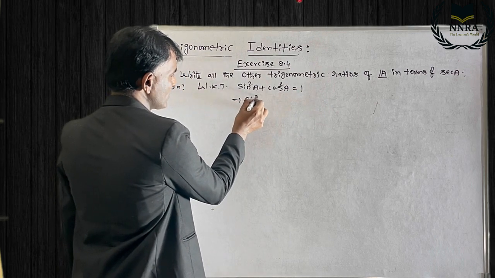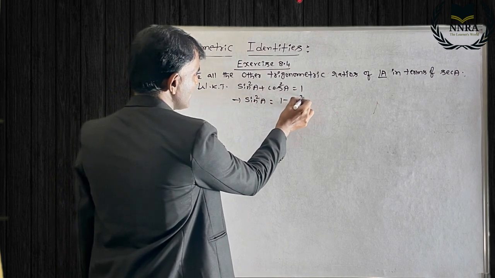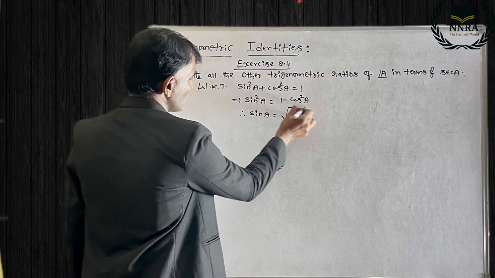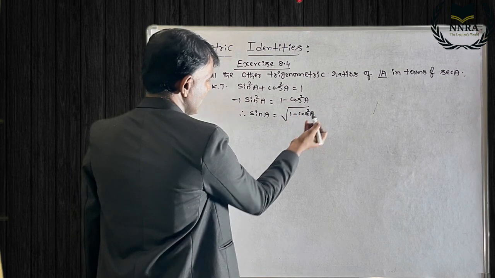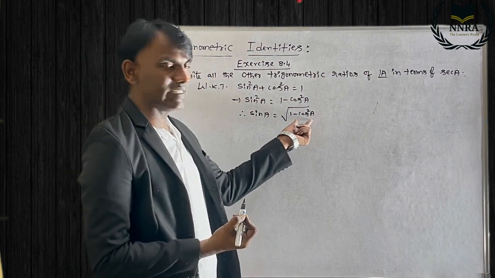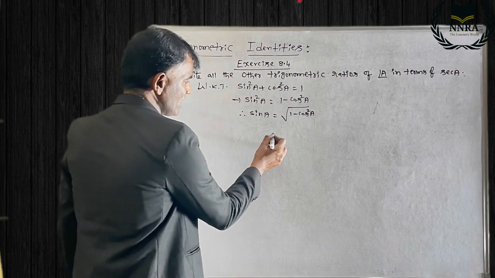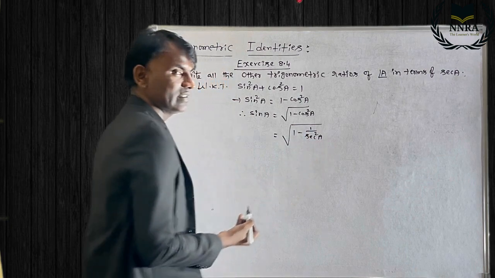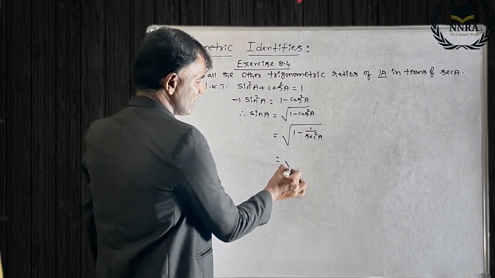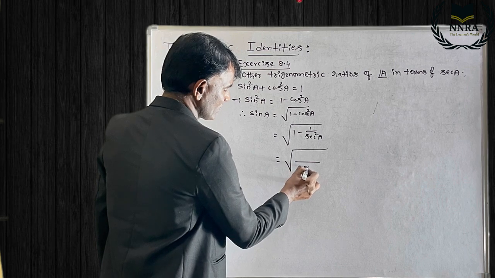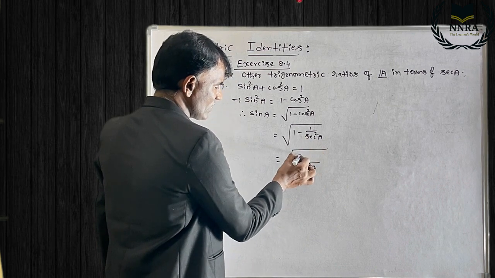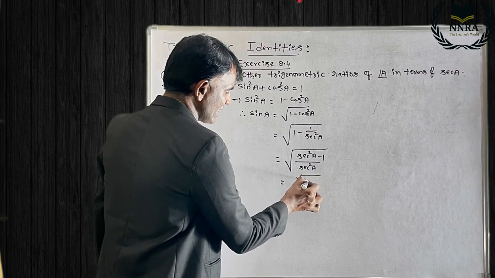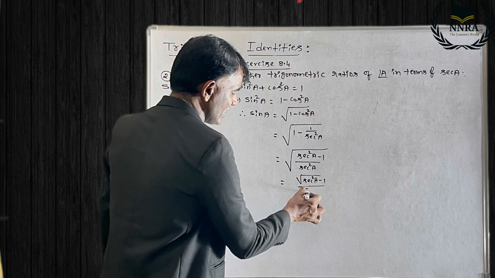Now what is the value of sin square A? That can be written as 1 minus cos square A. Right? And sin A can be written as square root of 1 minus cos square A. But we want this value in terms of secant. Then how to write that? Square root of 1 minus 1 by secant square A. And here 1 can be written as 1 by 1. Then the LCM is secant square A. Right? And 1 into secant square A is secant square A, then minus 1. So that can be written as root of secant square A minus 1 divided by secant A.